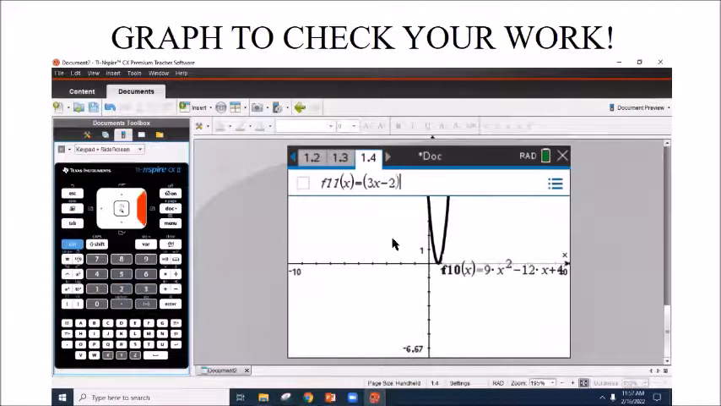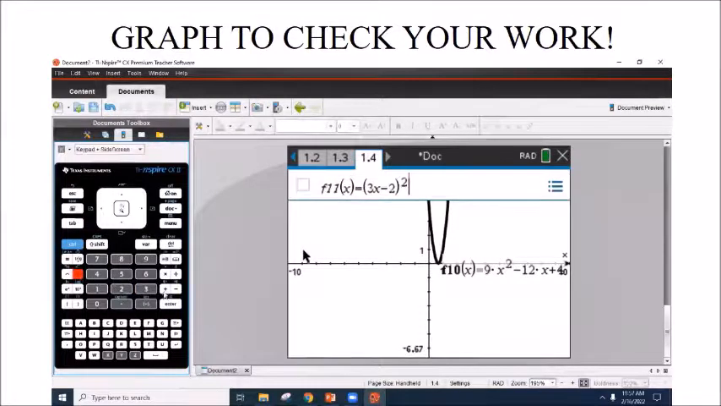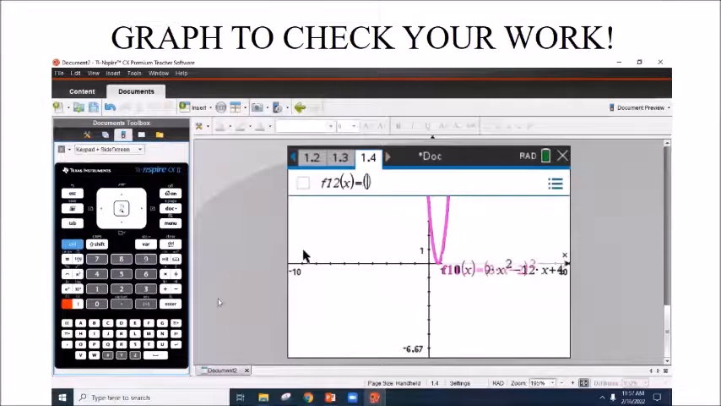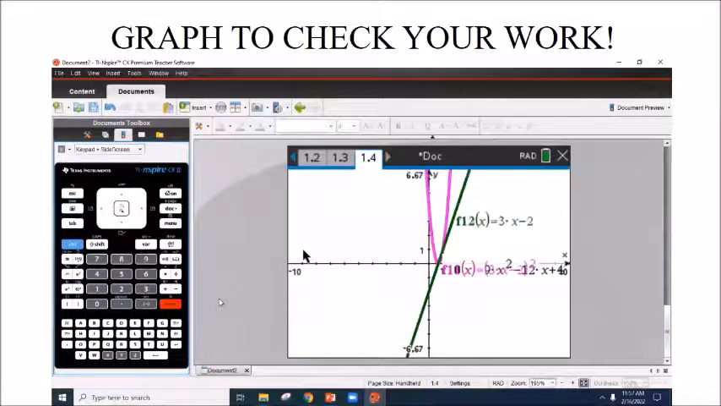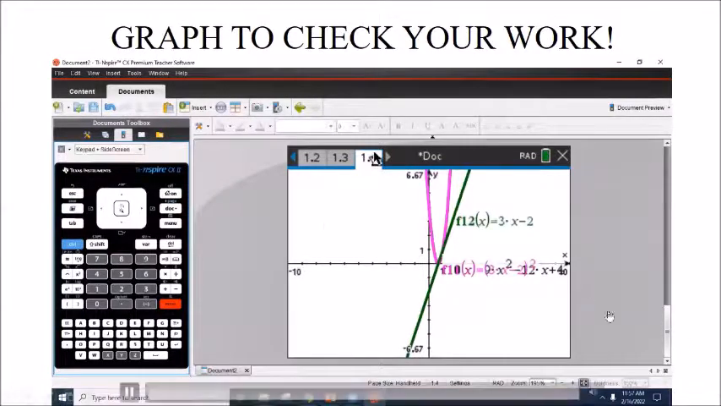You can double check yourself by graphing your answer choices, and you notice that the graphs lie right on top of each other because they're the same. If you didn't graph the squared and just graphed one of those individual terms, once again, they're still going to cross right here on the same zero, the same x-intercept.